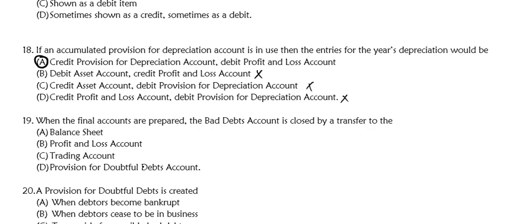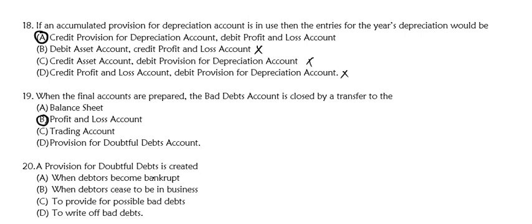When the final accounts are prepared, the bad debts account is closed by a transfer to the profit and loss account because bad debts is an expense. So all expense accounts will be closed off by a transfer to the profit and loss account.